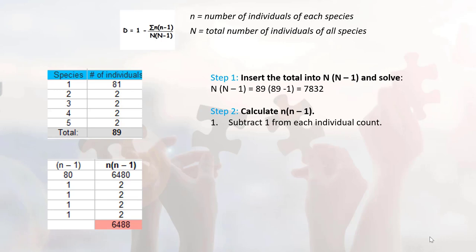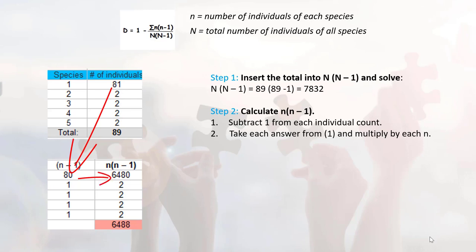For the numerator, start by subtracting 1 from each count. For example, 81 minus 1 is 80. Take each of those solutions and multiply them by each individual n. For example, 81 individuals multiplied by 80 is 6,480. Add up all of those figures we calculated. When we do that, we get 6,488.